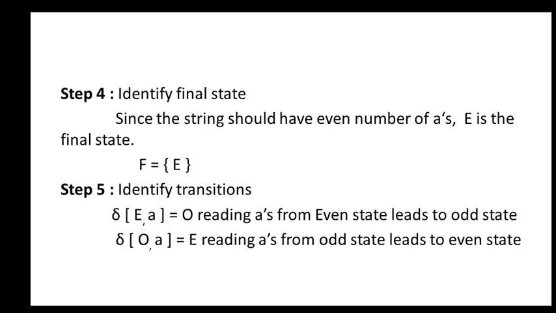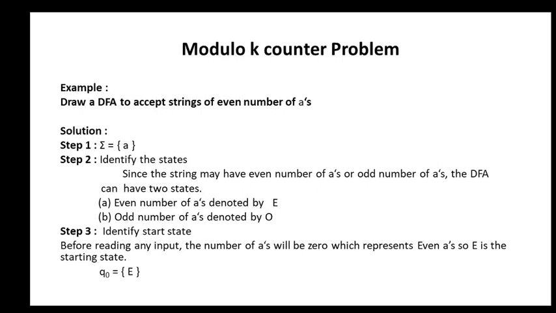Next, fourth step, identify the final state. Since the string should have an even number of A's, E is the final state. If the DFA had to accept an odd number of A's, we could have made O the final state, but it has to accept the even number of A's.